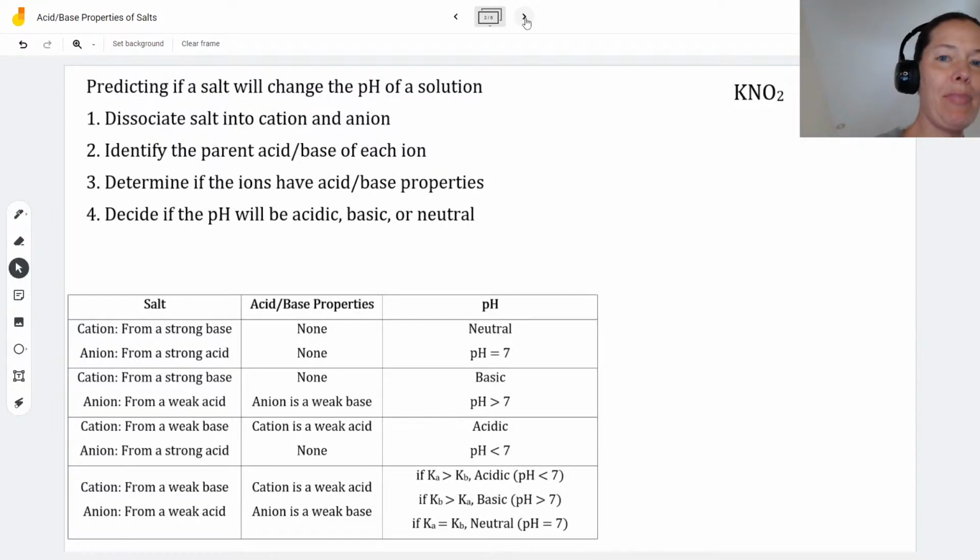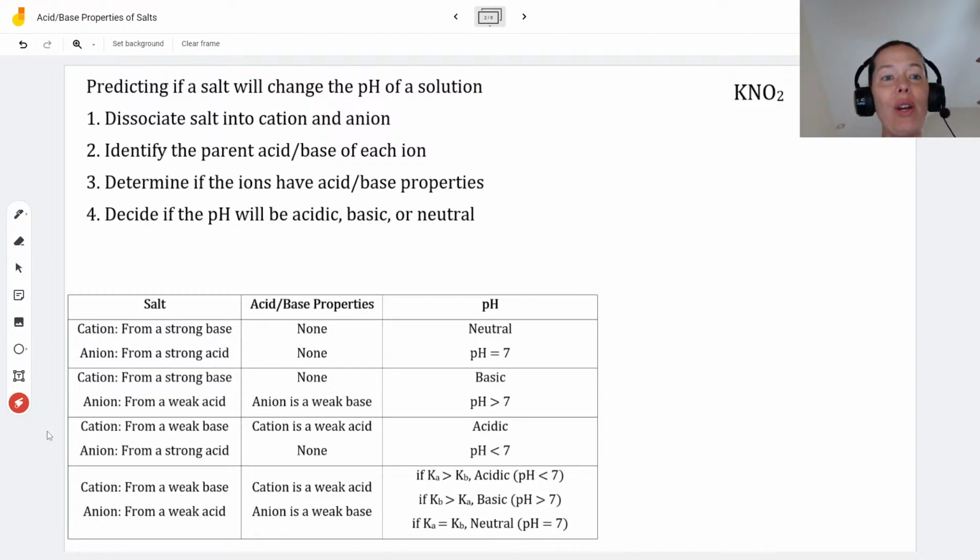All right, so one thing I like about this topic is it can be very systematic. I always enjoy it when there is a certain set of steps that I can do to get to the right answer. That's one of the things I really love about chemistry and that I enjoy about math as well, that systematic way of working problems. So you can see on the screen here, I not only have a nice table at the bottom, but I also have a 4-step process to determine if a salt is going to change the pH of a solution.